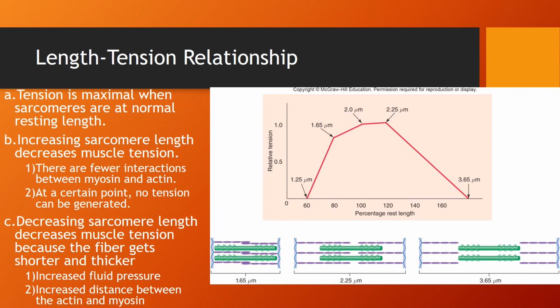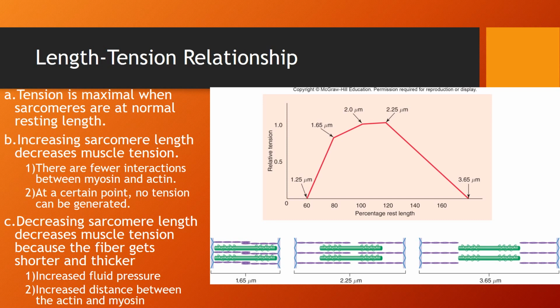So muscle strength is going to be determined by 4 different factors. The first being the number of fibers that are recruited to contract. The second being the frequency of stimulation from the motor neuron. Third, the thickness of each muscle fiber. The thicker a muscle fiber, the stronger it is. And then fourth, the initial length of the fibers at rest.